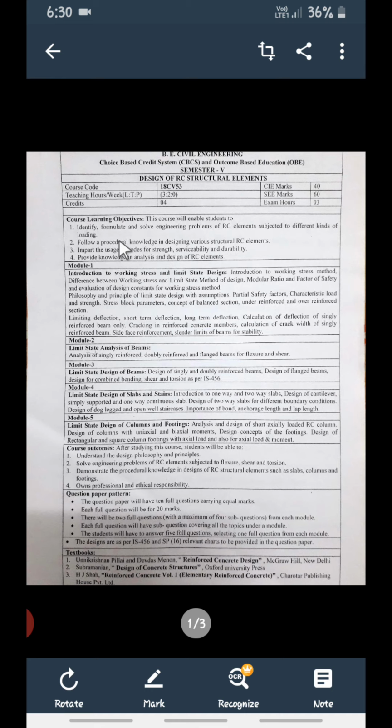you will get an idea of what the important objectives of this subject are. Once you complete this course, you will be familiarized with how to identify, formulate and solve engineering problems of RC elements subjected to different kinds of loading. As you know, whenever you consider any structural elements, beams, columns, slabs, footings, lintels, etc., various loads will be acting.